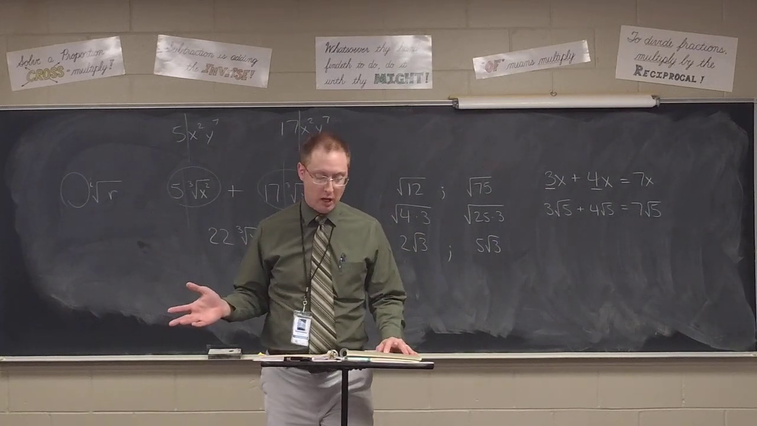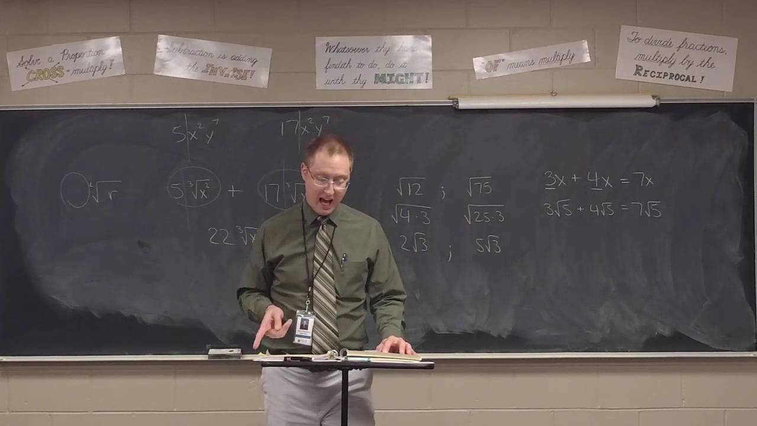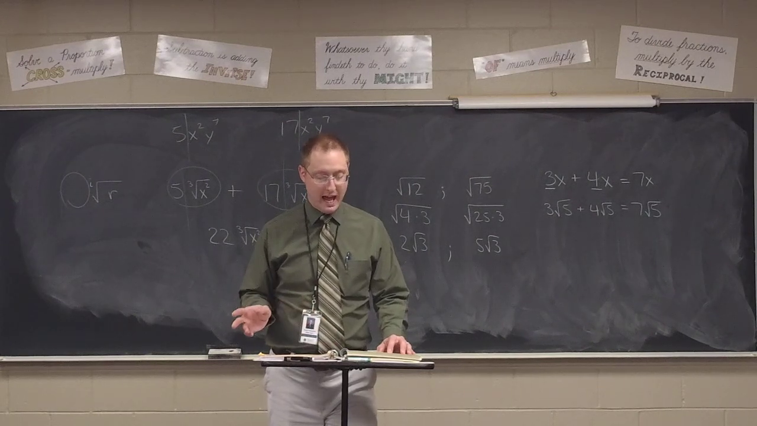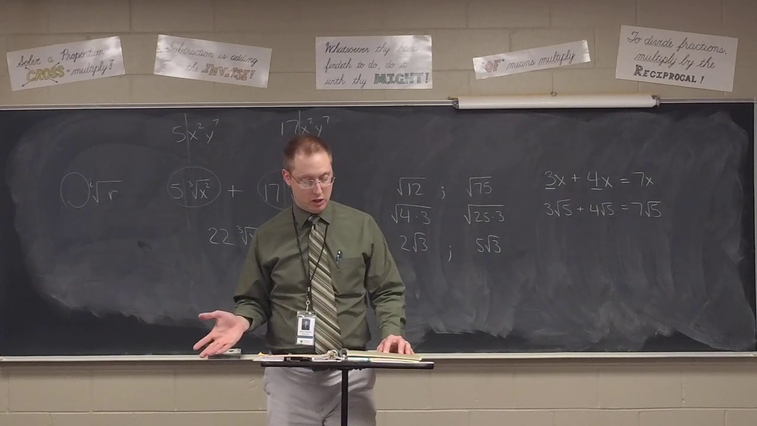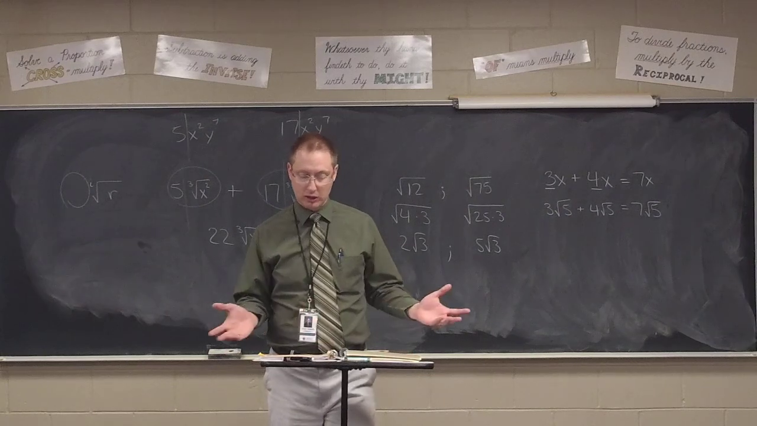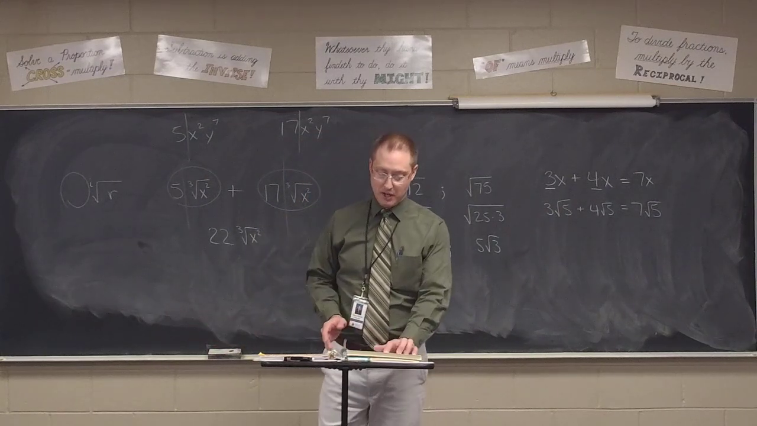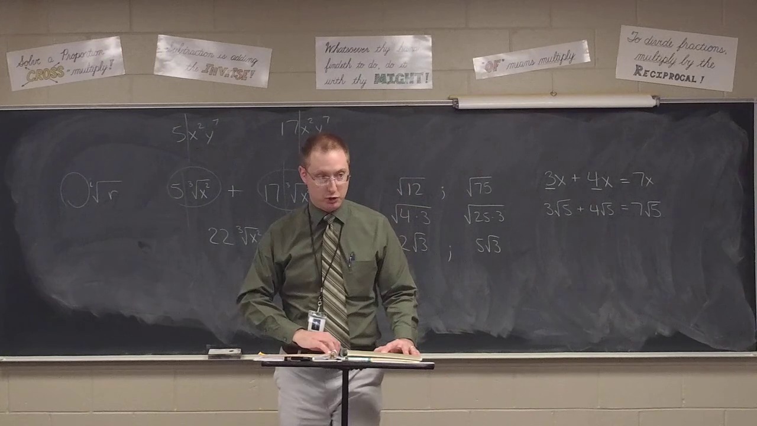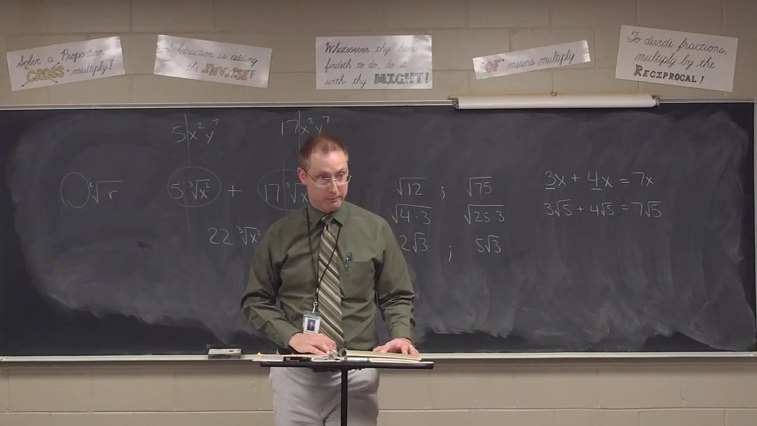25 times 2, they take out the square root of the 25 to get 5 times the square root of 2. Well, now, 5 times the square root of 2, 3 times the square root of 2, those are like, those are similar. So they added them to get 8 times the square root of 2. Do we understand the first example?